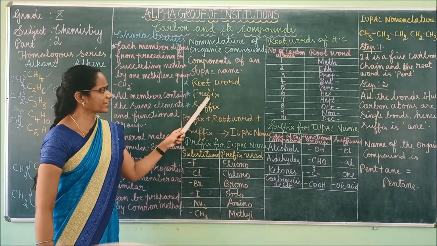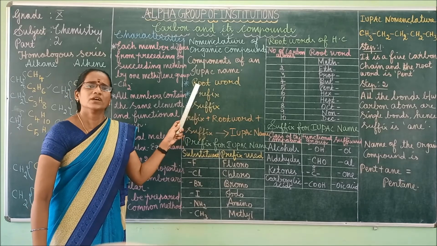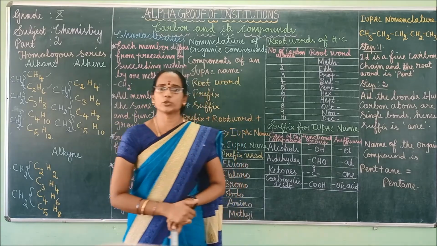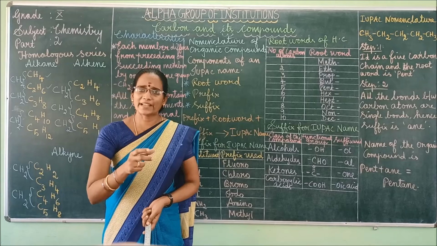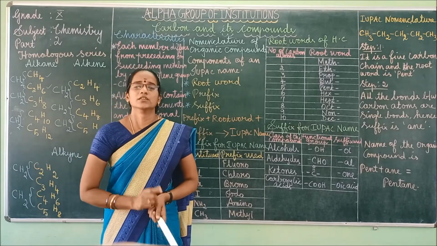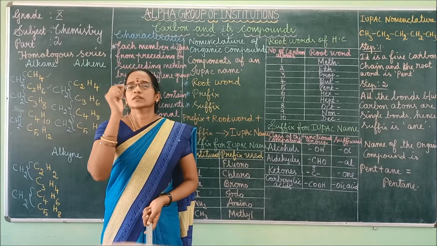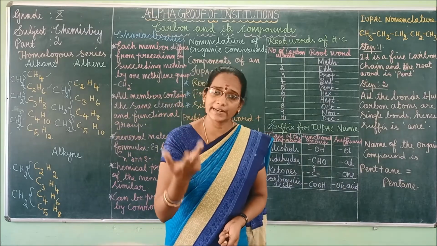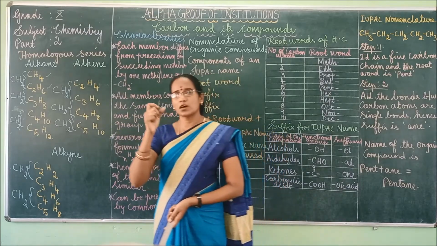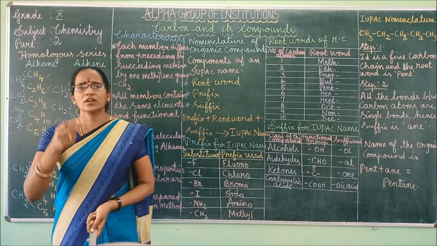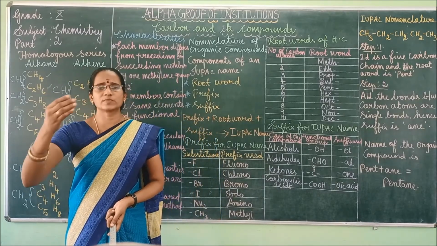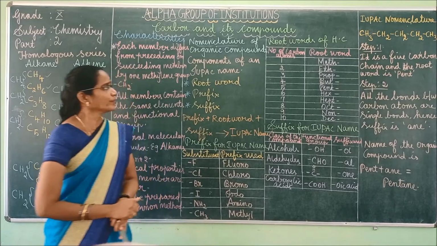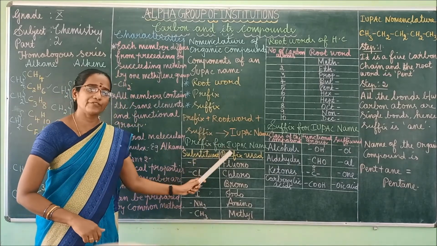Next we move to the prefix. The prefix explains the substituents. Substituents, in the sense of branch or group. Atoms or groups of atoms other than hydrogen connected to the carbon atoms of the parent chain are called substituents. So what are the various substituents and which prefixes do we use?